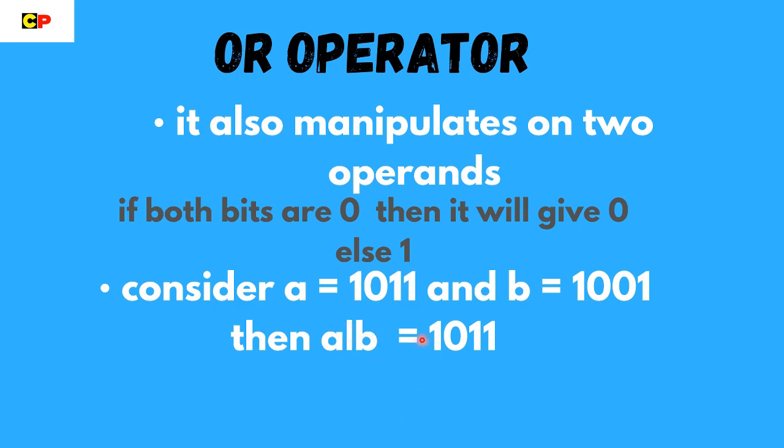So A OR B. If you do binary manipulation bit by bit, then 1 OR 1 will give 1. Then 0 OR 0 will give 0, as we have discussed earlier, that if both the bits are 0 then it will give 0, otherwise it will give 1. Same here, again 1 OR 0 will give 1, then 1 OR 1 again will give 1. So this is how the OR operator works, and you can see that the truth table corresponding to the OR operator is the same as the OR gate in physics.